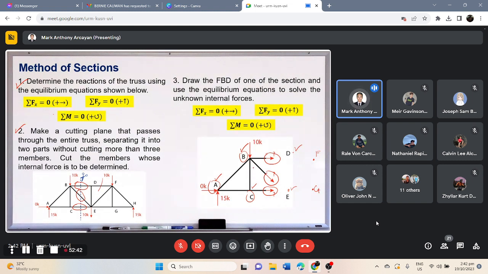Okay? Now, the selection of your moment axis is the point where you take the moment. So it's up to you, no? But let me give you a tip so you can solve the unknown internal forces more easily. What you need to do is select a joint such that you can reduce the number of unknowns, no? So with that, your solving will be faster.